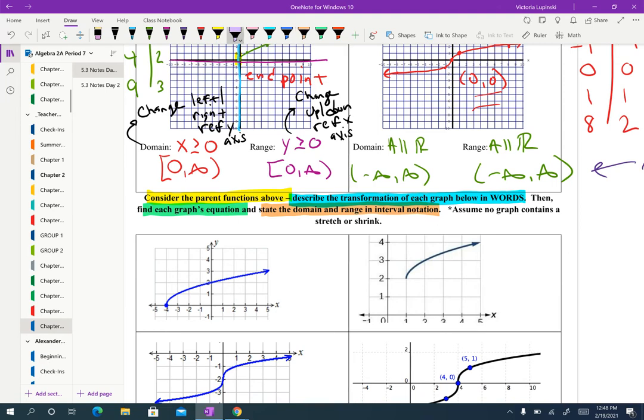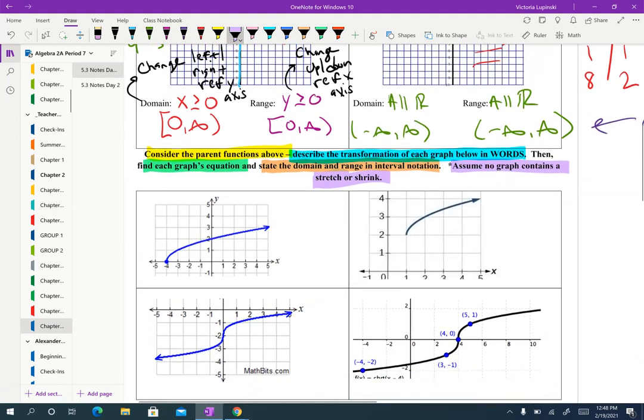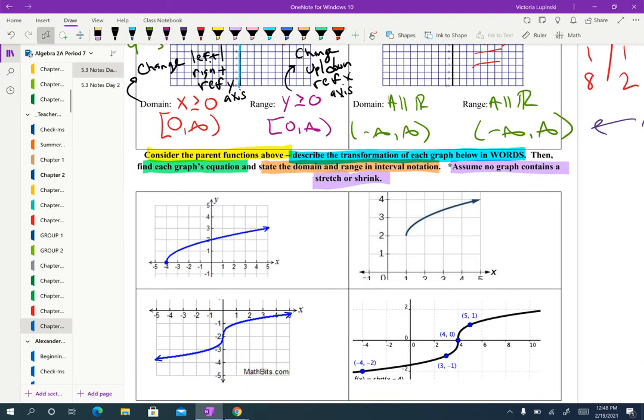Then there's also a bit of a qualifier. Assume that no graph has a stretch or a shrink. When it comes to finding a stretch or a shrink, it's actually pretty hard to do from the graph. It's easier to do from words, which we'll do in a minute. But before we get into that, it would be helpful to refresh ourselves on the transformations.